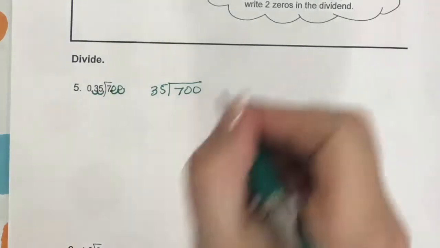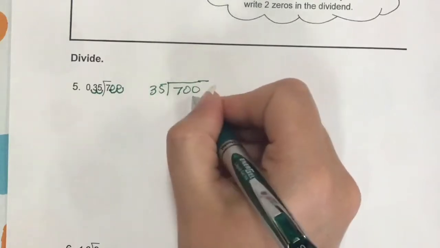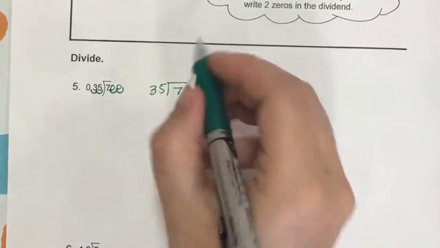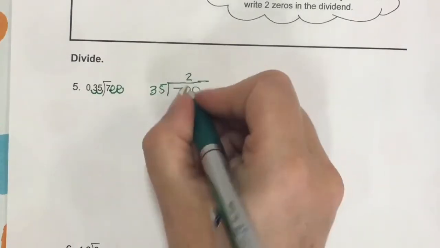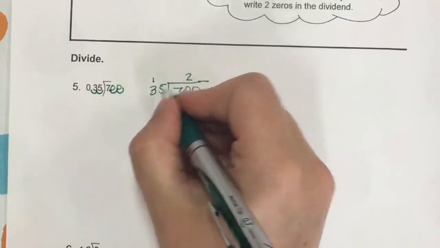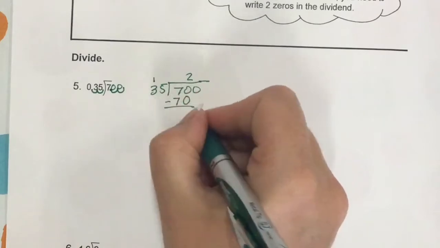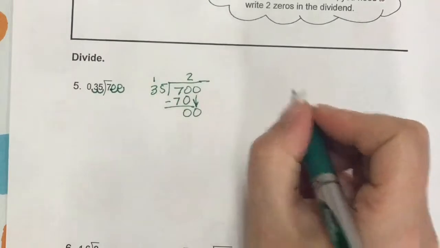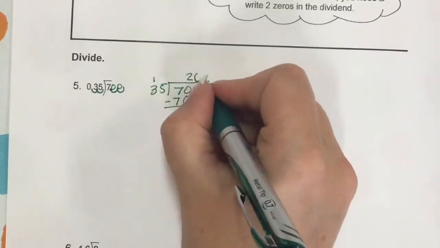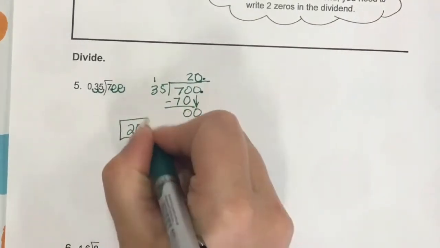Okay? And we're just going to go for it. So 35, does it go into 7? No. Does it go into 70? I think so. I think it goes in 2 times. So let's do the multiplication. 2 times 5 is 10. Write the 0, carry the 1. 2 times 3 is 6, plus 1 is 7. Hey, all right, that was perfect. We subtract, and there's no remainder. But there's still a 0 up here, so we have to drop it down. And 35 does not go into 0, so we put a 0 there, and we are at the end. So the answer is 20. So boom, there we go.